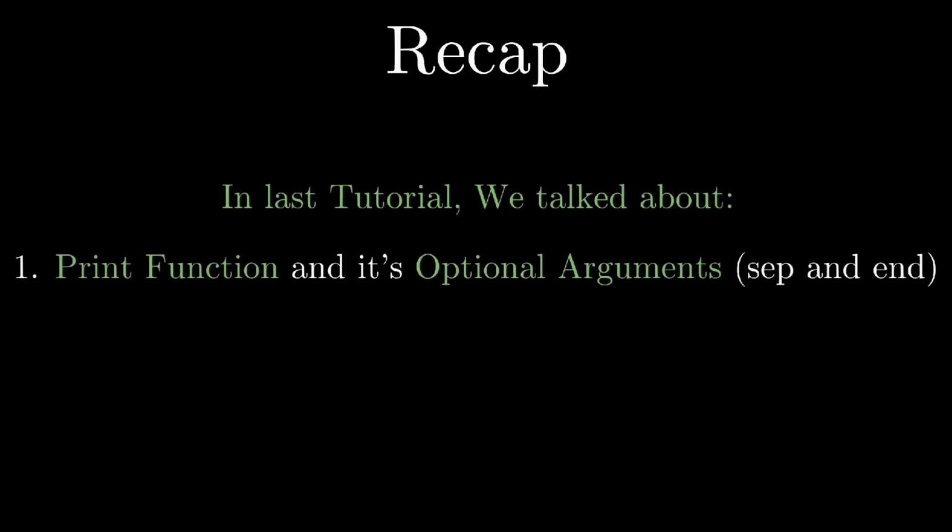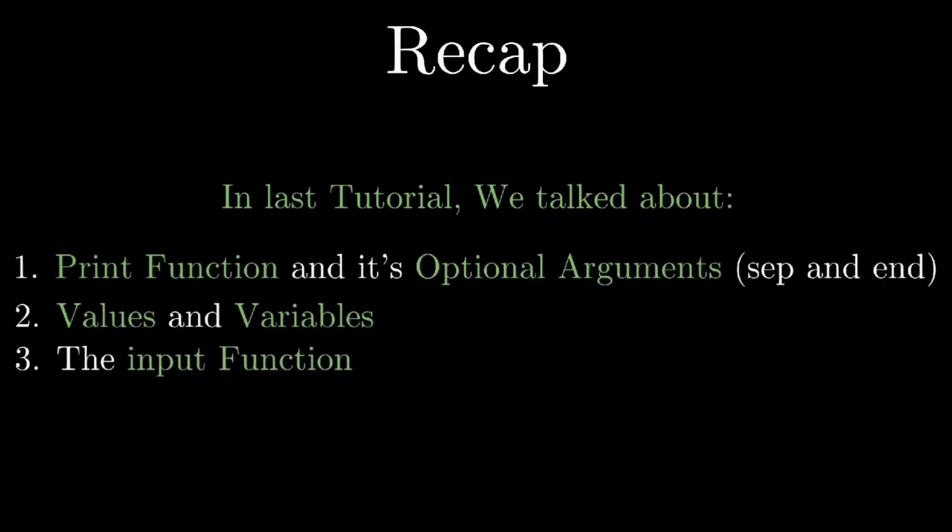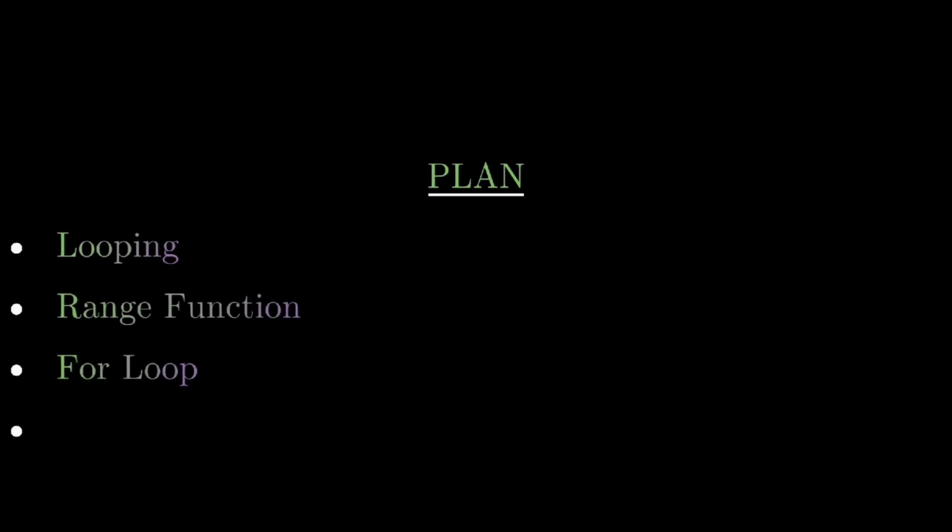In the last tutorial, we talked about the print function and its optional arguments. We talked about values and variables, the input function, and the errors you're likely to make when using them, and how to fix them. In this tutorial, we're going to talk about looping, the range function, the for loop, and mistakes to watch out for, as usual.